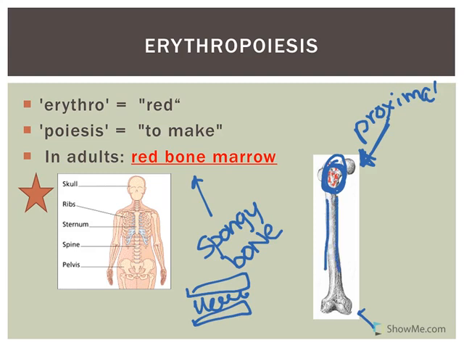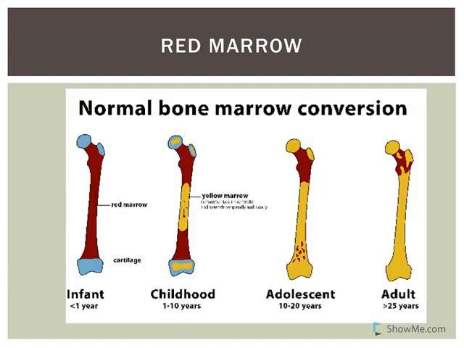Now in children, or let's say before you were even born, during fetal development, blood cells were formed in the yolk sac, depending what stage of development you were at, then the liver, the spleen. Then you were born. Then you look here. Most of the red blood cells in a child are made in the long bones. So in kids, red blood cell formation is primarily in long bones. In adults, it's the flat bones.